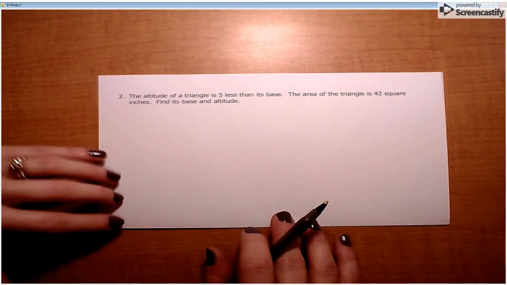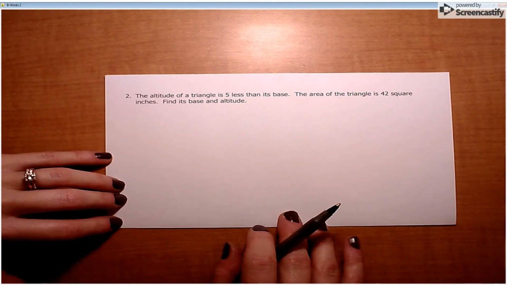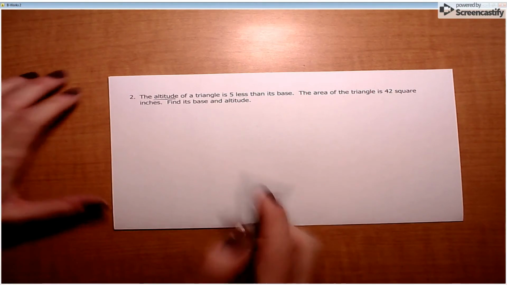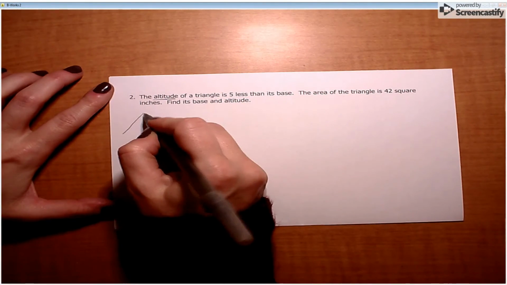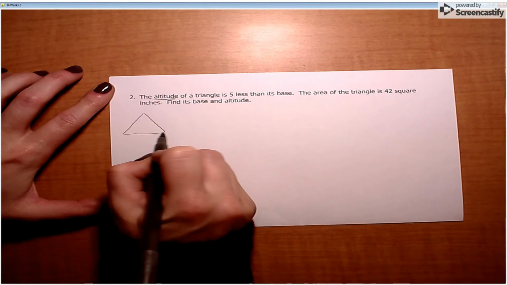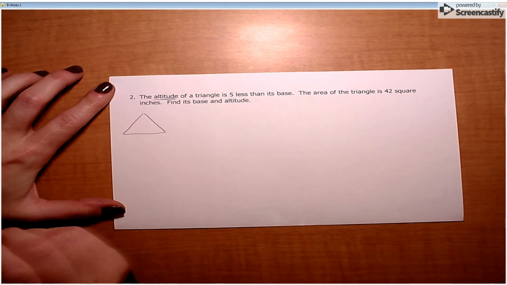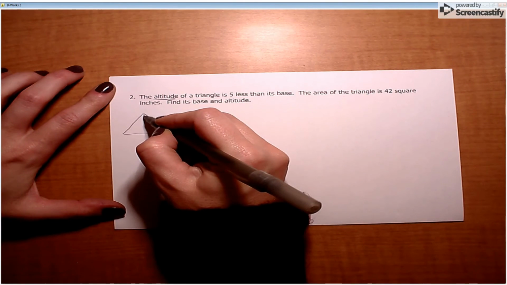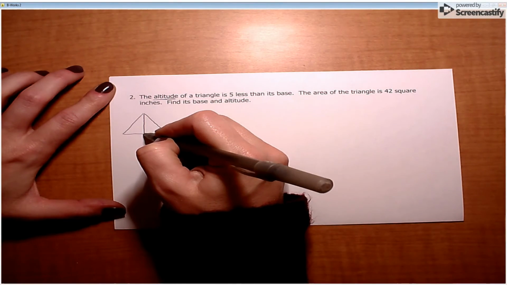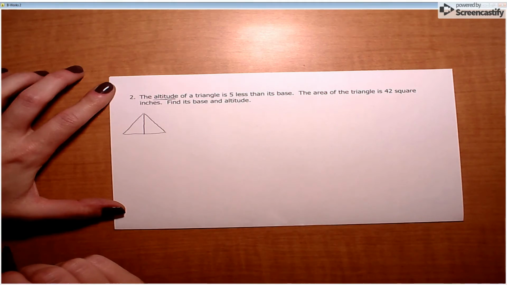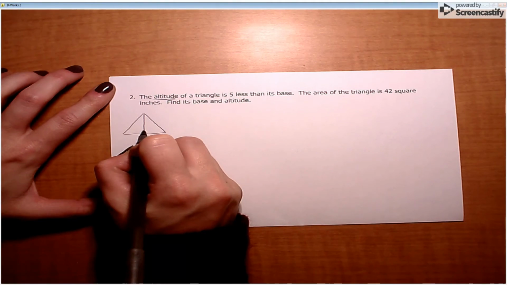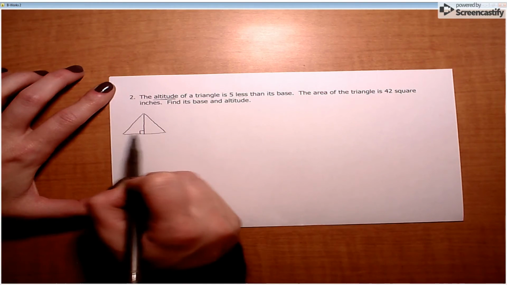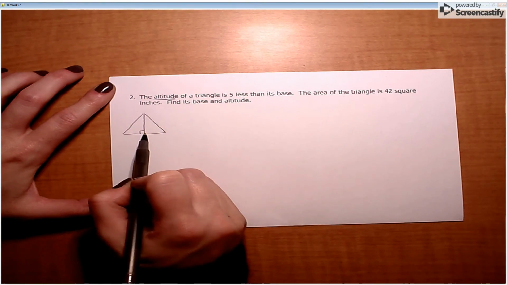So in this question, it's asking us about a triangle. And if I think about what the word altitude means, if I drew myself a triangle like this, the altitude goes from the vertex of the triangle straight down to the opposite side, and it creates a right angle. So these two lines, the base and the altitude, are perpendicular to each other.